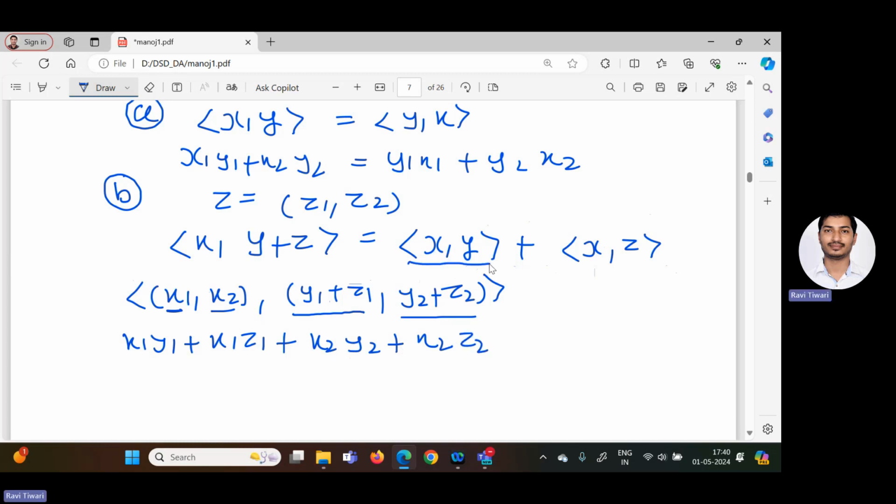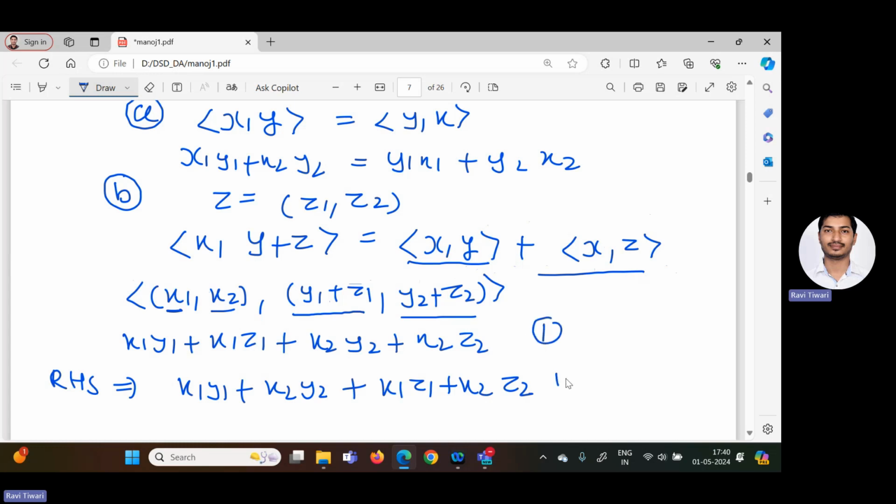Now the right hand side: how can we calculate the inner product of X, Y and X, Z? RHS implies inner product of X and Y, again applying the standard inner product, which is X1 Y1 plus X2 Y2, and inner product of X and Z, which is X1 Z1 plus X2 Z2. So we can observe here, if I consider LHS as equation first and RHS as equation second, both are equal. So the second property is also satisfied.